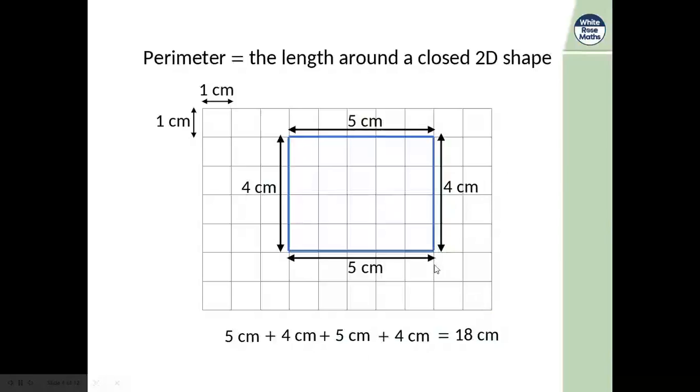Now, yesterday we learned how to find the perimeter of a shape on a grid. So we said the perimeter is the length around the closed 2D shape. So that means we were going around the shape, adding all the sides up like this, and in the end we would have found the whole length of that perimeter of the shape.